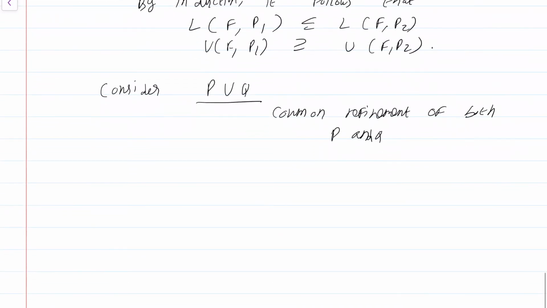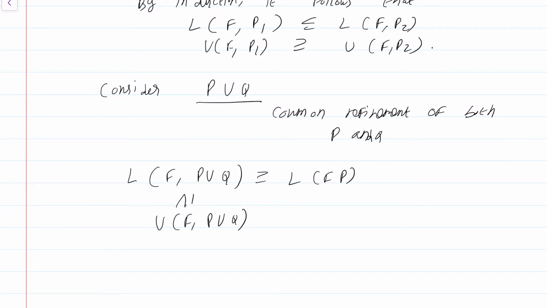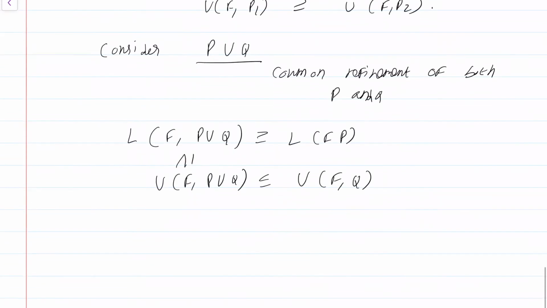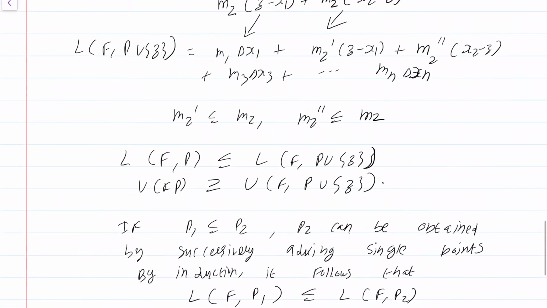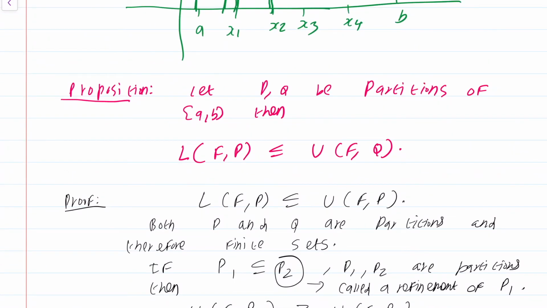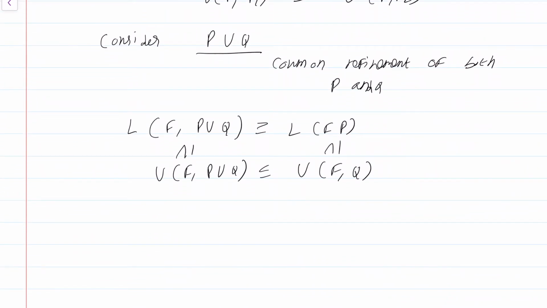So how does this help us? Well, we know that L of f, P union Q will be greater than or equal to L of f, P, right? And this L of f, P union Q will be less than or equal to U of f, P union Q. And this will be less than or equal to U of f, Q. So this chain shows that L of f, P is less than or equal to U of f, Q, which is what we wanted to prove, right? So essentially, we know the behavior of each one of these sums, L(f,P) and U(f,Q), when you refine a partition, but the refinement allows us to compare L(f,P) with L(f,P union Q), and U(f,P union Q) with U(f,Q). Combining all these inequalities together, we get a proof.